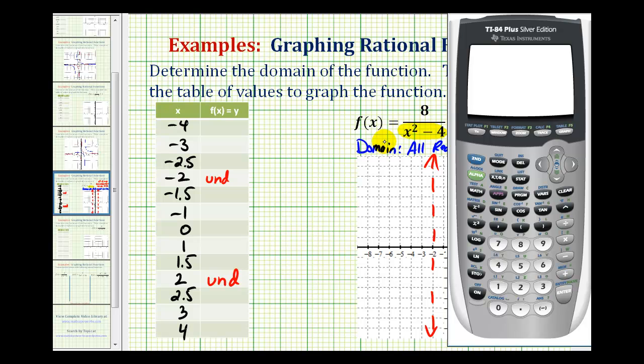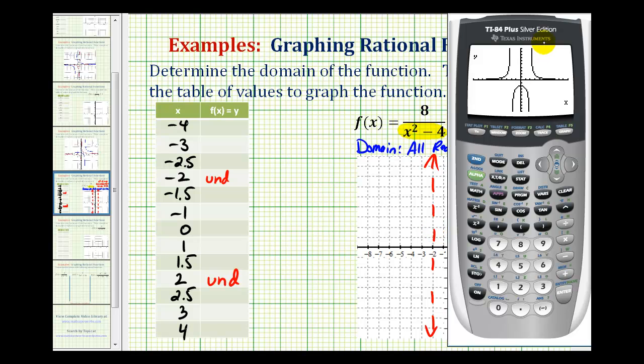So we'll first enter the function, so we'll press y equals. Notice how I've already typed in the function. Notice how we need parentheses around the entire denominator so the calculator reads this correctly. Now before we complete the table of values, let's take a quick peek at the graph. So we'll press zoom 6 for the standard window. We can see the rational function has 3 pieces because of the 2 vertical asymptotes.